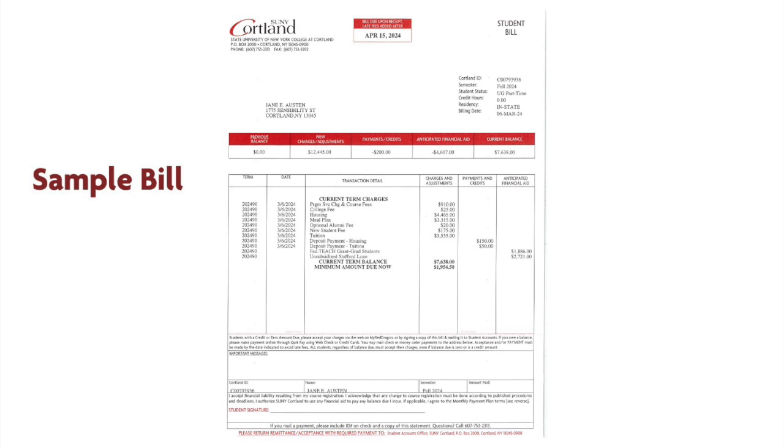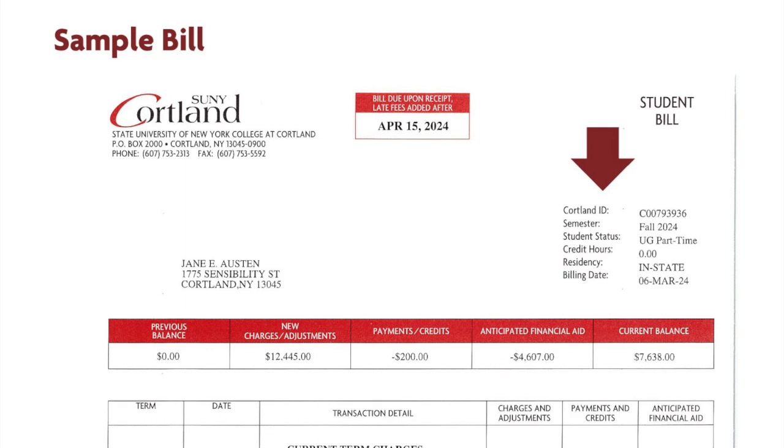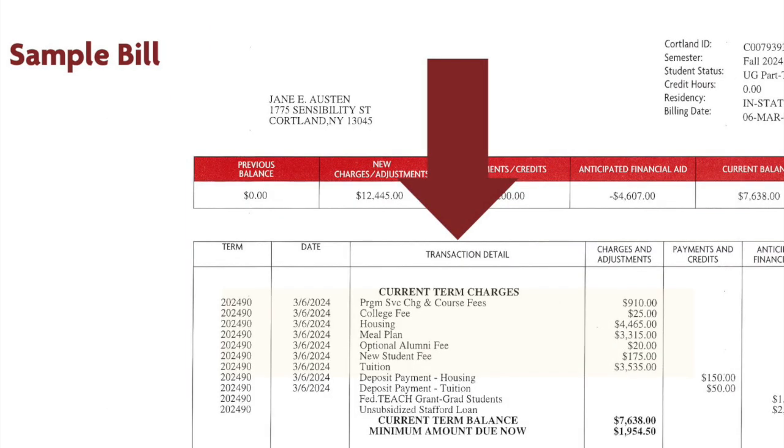The center box shows the billing due date. The upper right provides details regarding residency, student status, and credit hours billed. The transaction detail provides a description of transactions on the bill. In this example, current term charges includes tuition, which is the cost of the spring semester courses, meal plan for one semester, housing for one semester, and mandatory fees.